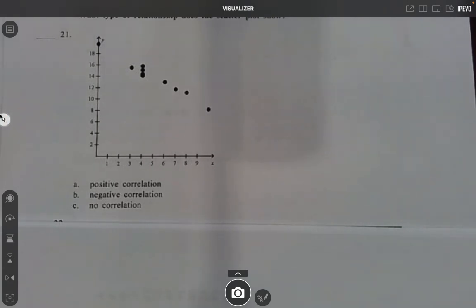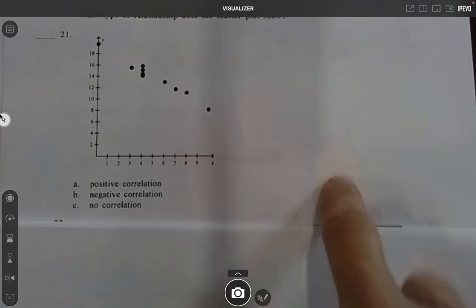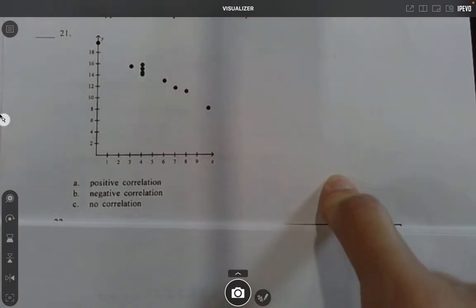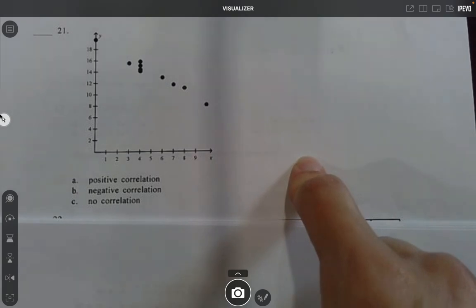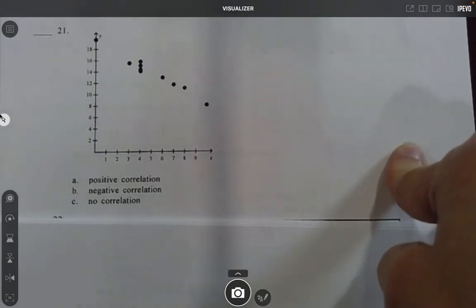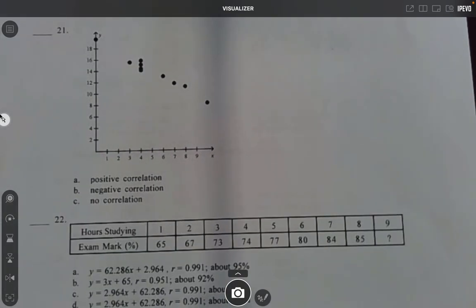Number 22. Was any of that on EOC? No, because one year I didn't teach this, and then they said that it was on the EOC. So this year I made sure to teach it, not on the EOC.